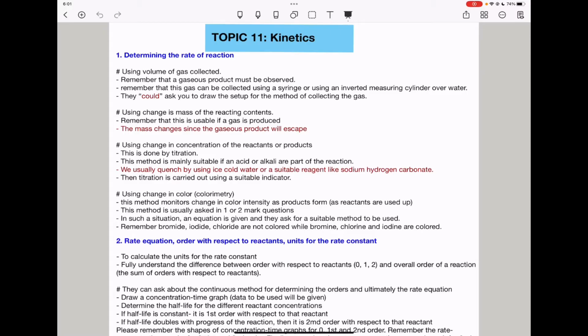We could also use change in mass of the reacting contents. In this case, a reaction will be carried out and the contents will be placed on a balance so that the decrease in mass will be measured, the gas will escape, and the change in that mass will be detected within a specific time. And you can use that to find the rate of a reaction.